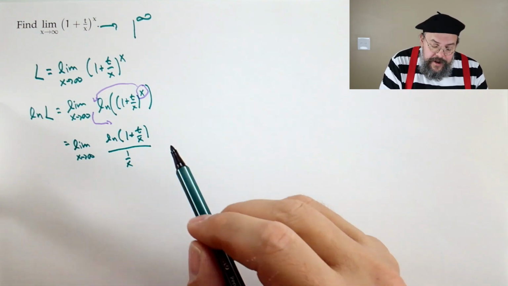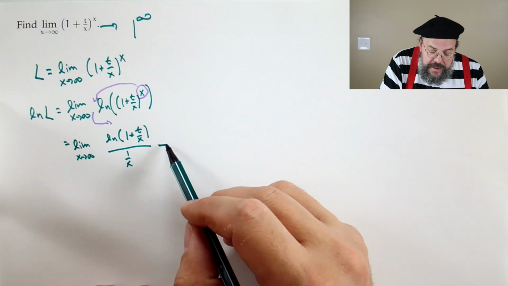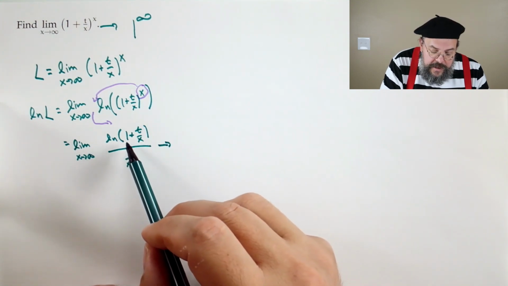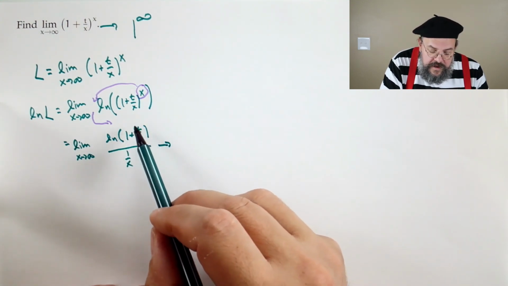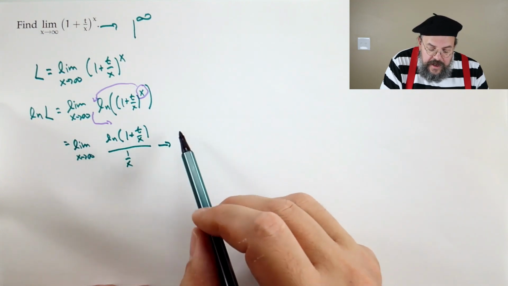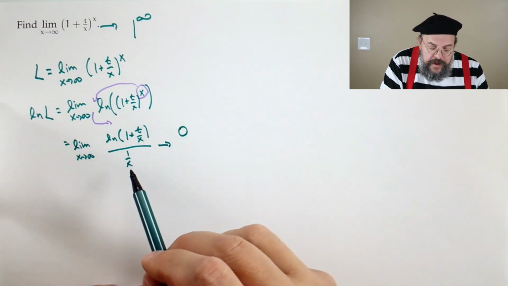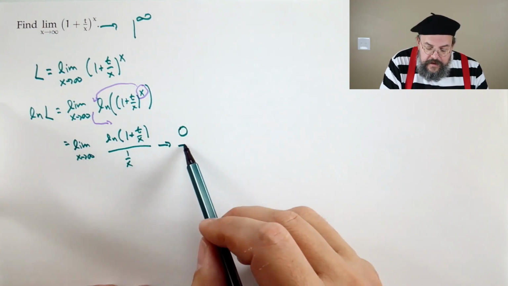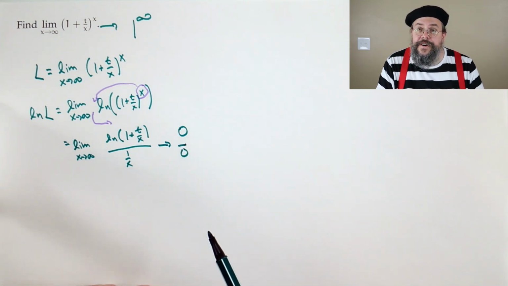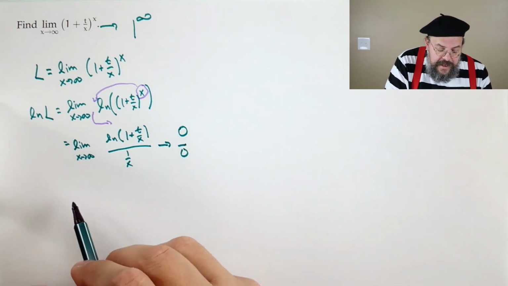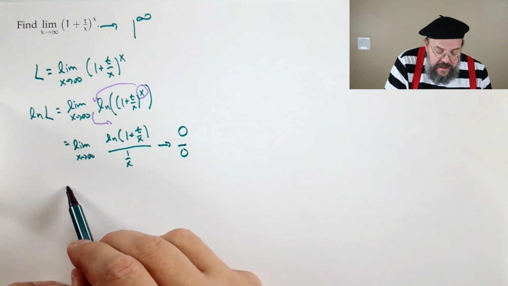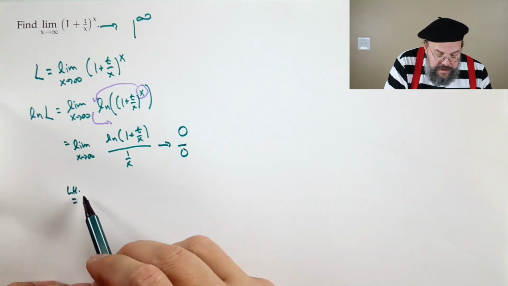Well, why? Well, let's see what's happening. What's happening upstairs, we have 1 plus a number over x, which is getting small. So really it's natural log of 1, which is 0. And 1 over a big number is getting small, so it's going to 0 over 0. So we apply L'Hopital. Ah, L'Hopital, mon ami.